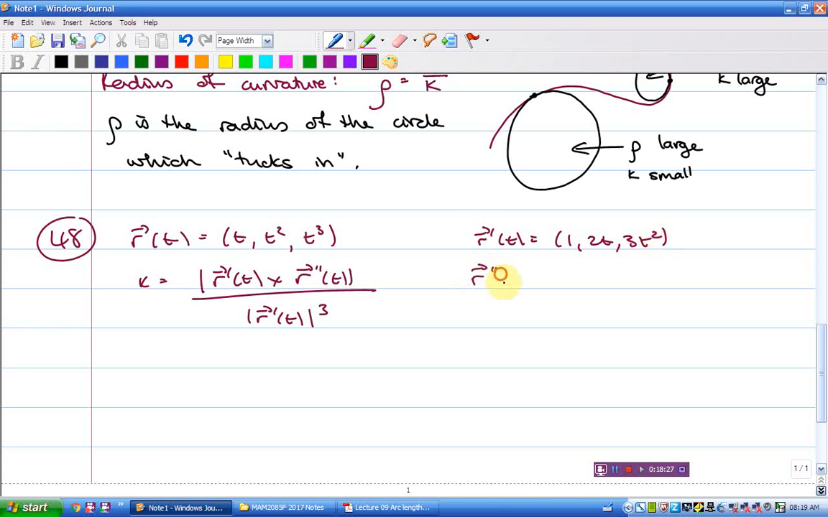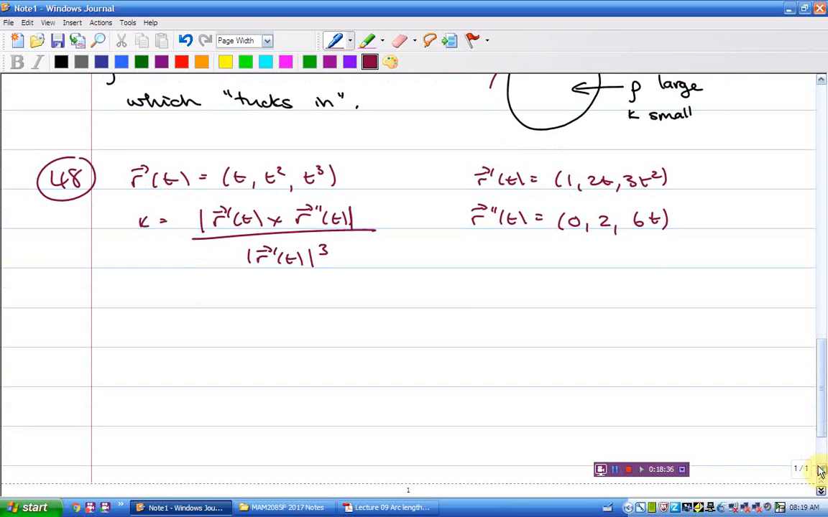Let's work out r double dash. It's 0, 2, and 6t. We are going to want to cross them. Okay, so we need to do a cross product. Do a cross product whichever way makes your heart happy. There's different ways of doing cross products. I still do my cross products the way my physics lecturer taught me in first year, back when I was new to vector geometry.